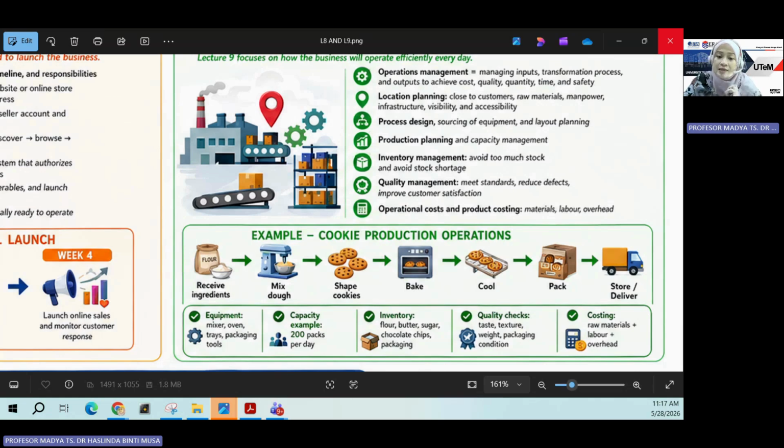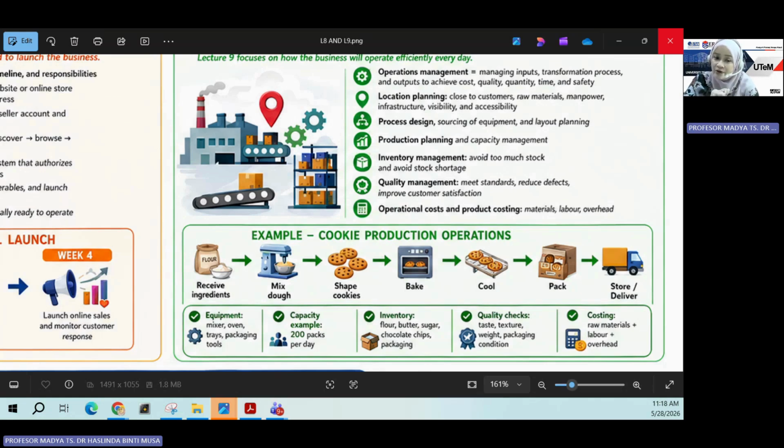Okay. Number 8, operational cost and product costing. Every entrepreneur must understand the cost of producing the product. Operational costs normally include the direct materials, direct labor, and overhead. Direct materials are the materials used directly in the product, such as your flour, butter, sugar, and chocolate chips just now. Direct labor is the labor directly involved in the production, while overhead will include indirect costs, such as the rental, utilities, transport, maintenance, administration and so on. So why is costing important?